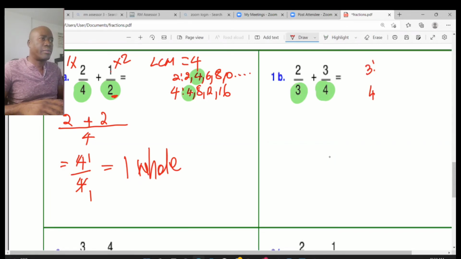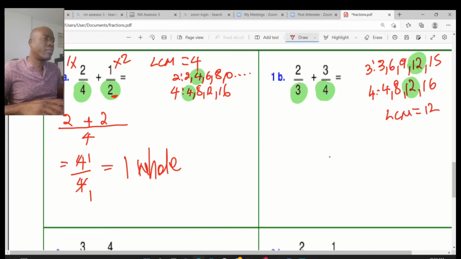What is your 3 times? 3, 6, 9, 12, 15, and it goes on. Your 4 times, we're talking about 4, 8, 12, 16. But the moment I see a number that repeats, for example, I'm seeing 12 and I'm seeing 12, I mean 12 is going to be my LCM. So my LCM is 12. In other words, the lowest common multiple for 3 and 4 is 12.